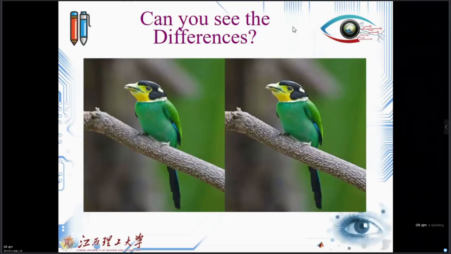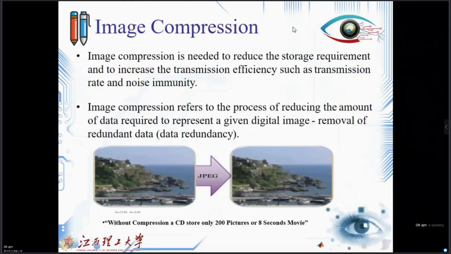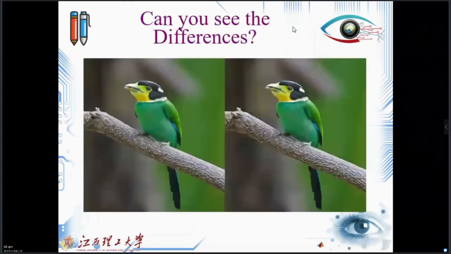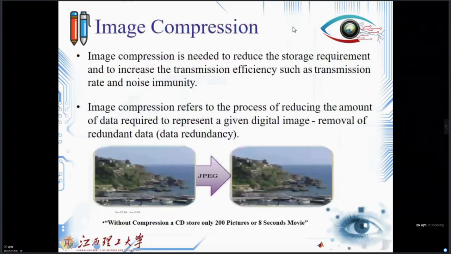Can you see any difference in these two images? Mainly by visualization, maybe it's tough, or it will not be easy for all people to see the difference between these two figures, but really there are lots of differences in this image. What I mean is, let us review the point of what image compression is.